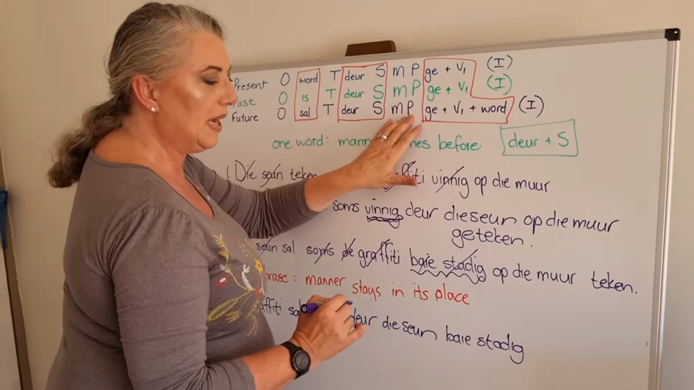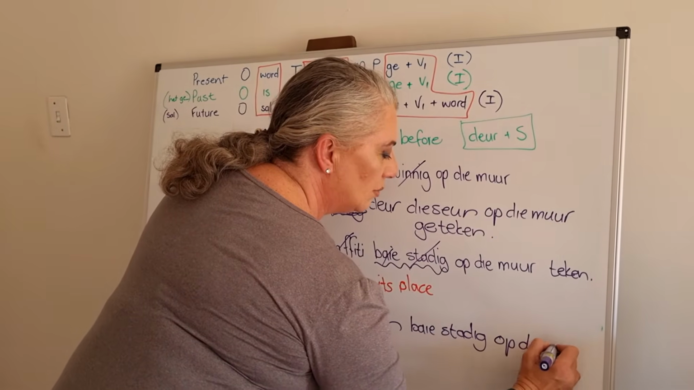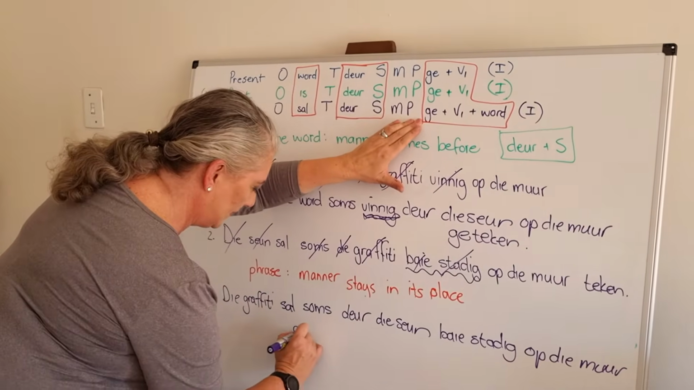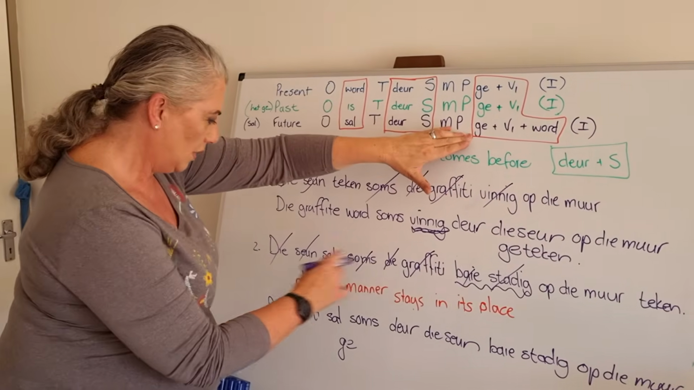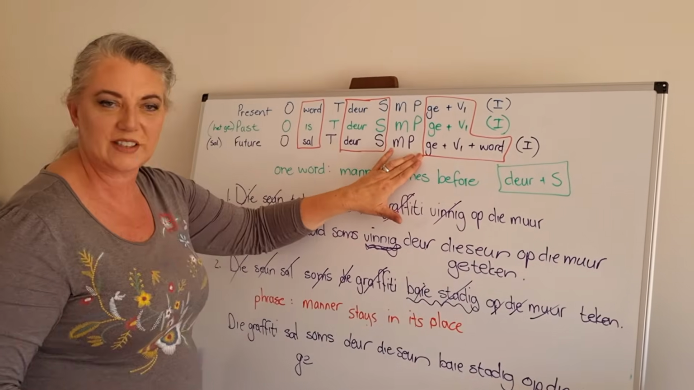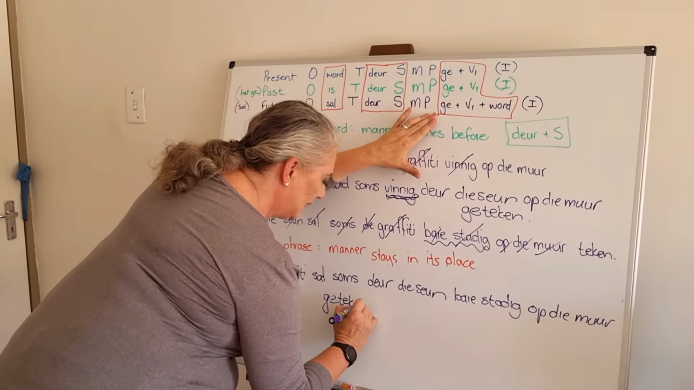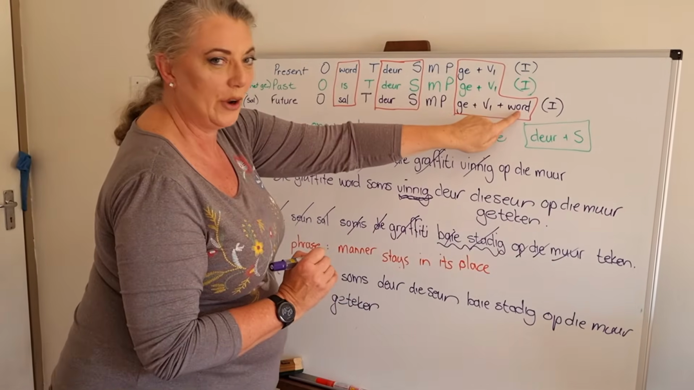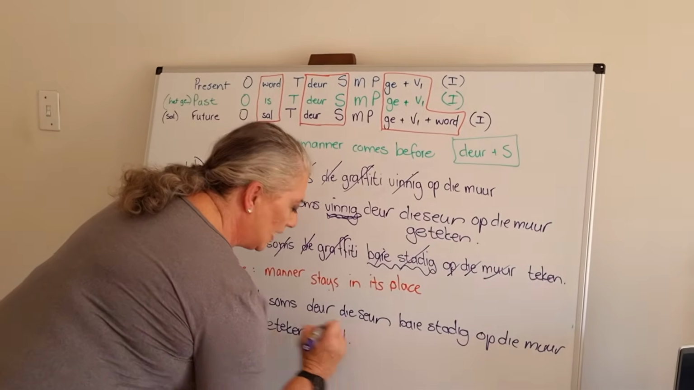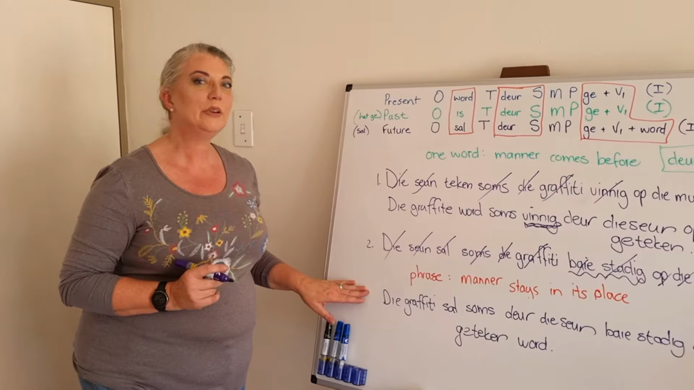Baie stadig. Place: op die muur. Ge. What is my verb? Remember, sal we've got already. Here's op die muur is done. What is left? Teken. So we know ge-teken. And the last one, we don't have to forget this one, is word. And there you have your passive voice sentence. Jou bedrywende vorm.